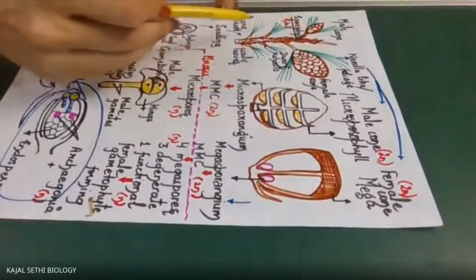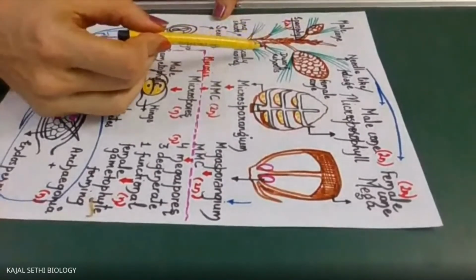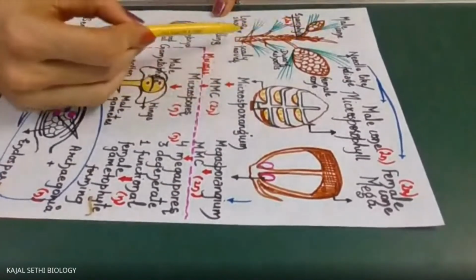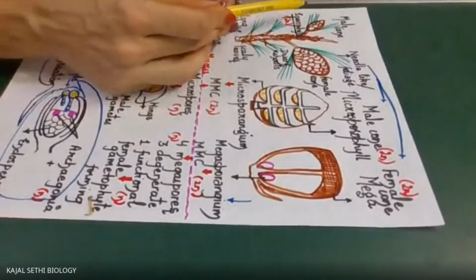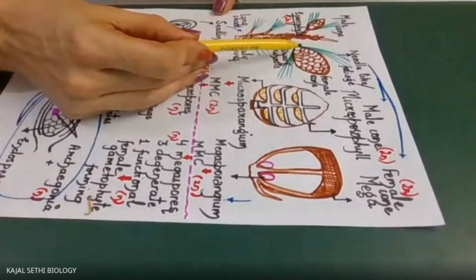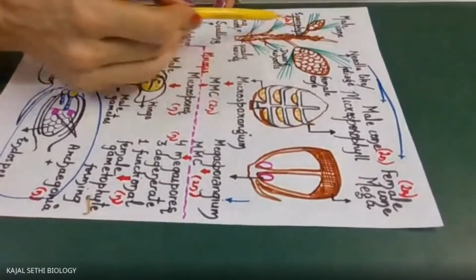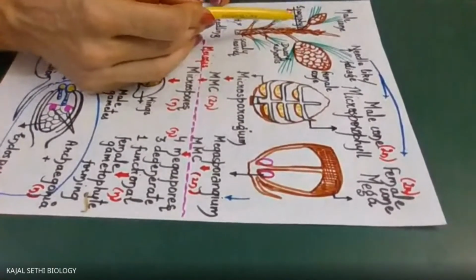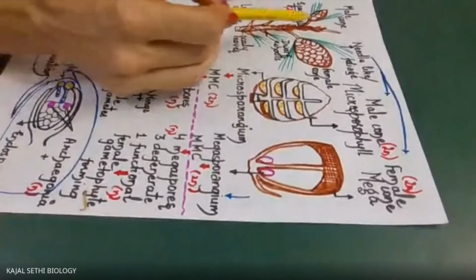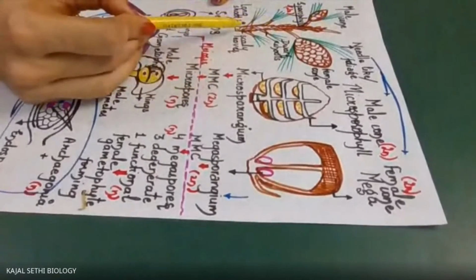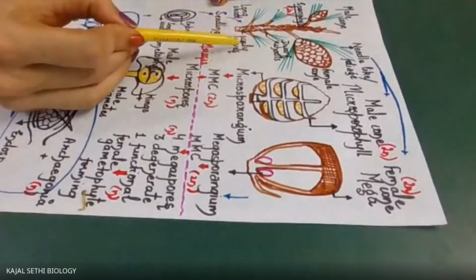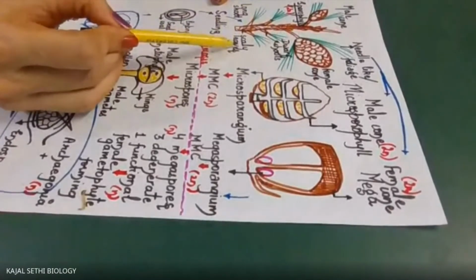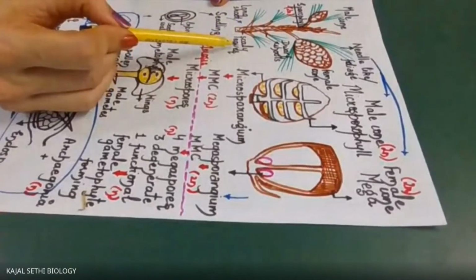So let's revise again the life cycle of Pinus. That is a monoecious plant. As we can see, both male and female cones are there on the same plant, and the main plant body is in the form of sporophyte. Now you are observing a long shoot. These are long shoots which are covered by scaly leaves. These are brown in color and they cannot photosynthesize.